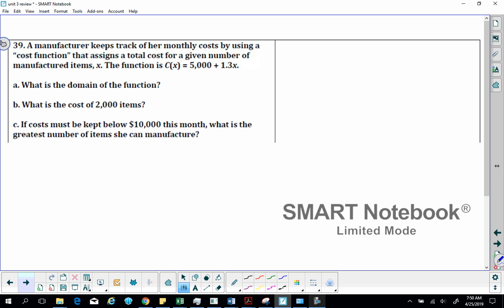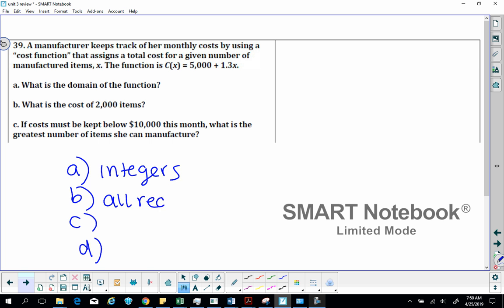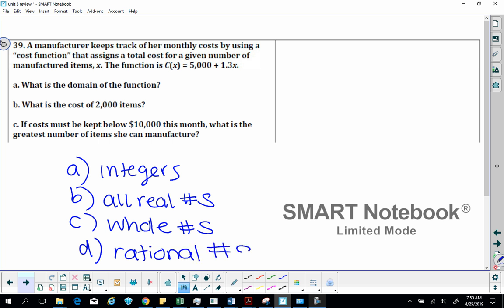The answer choices on your paper, or on your quizzes, were integers, all real numbers, whole numbers, or rational. That was the answer choices. Which one is your right answer for that?